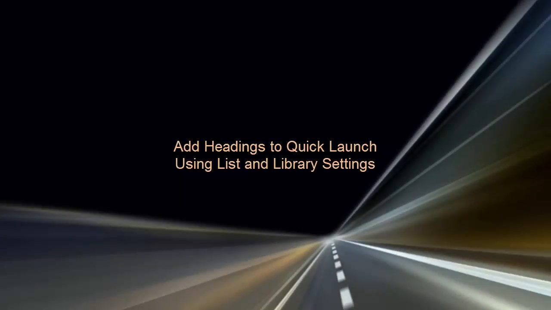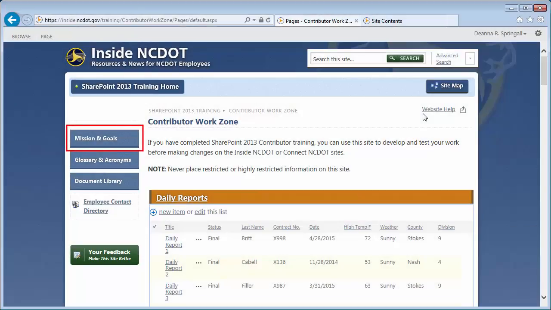All pages on Inside NCDOT contain these three standard elements in Quick Launch: NCDOT's mission and goals, glossary and acronyms, and a department-wide NCDOT document library. Quick Launch also includes these two standard links, an employee directory and a feedback form. We're going to use list and library settings to add headings above these 5 elements.